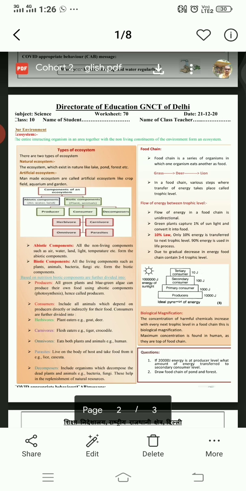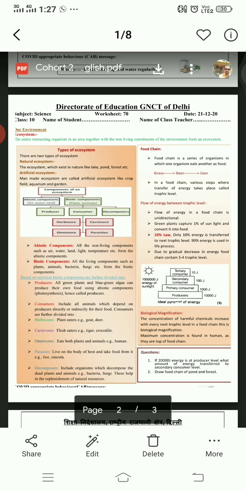Now herbivores will be eaten by carnivores. So from herbivores to carnivores, only 10% energy will be transferred. So this is the law of 10% energy. 90% energy is either used by the plant or gets lost in the form of losses. So due to gradual decrease in energy transfer, only 3 to 4 trophic levels can exist in a food chain.